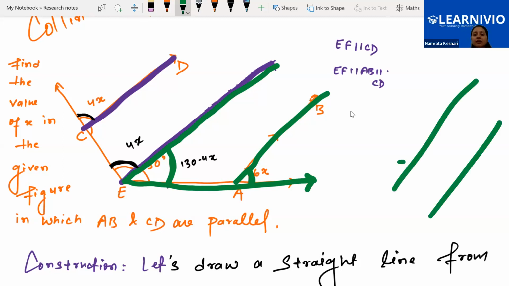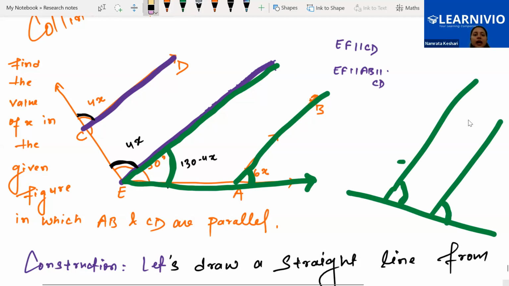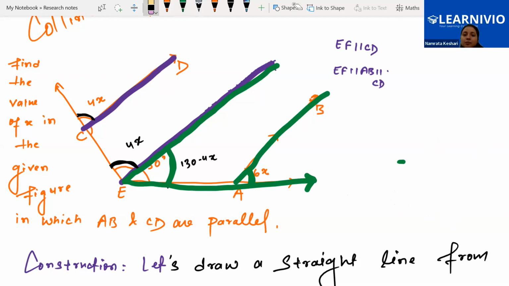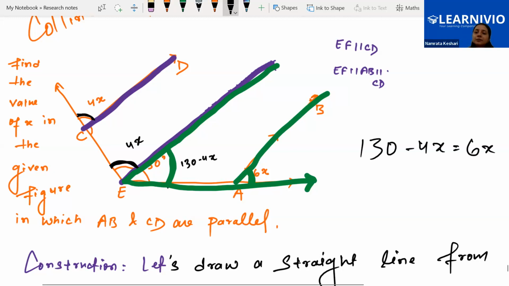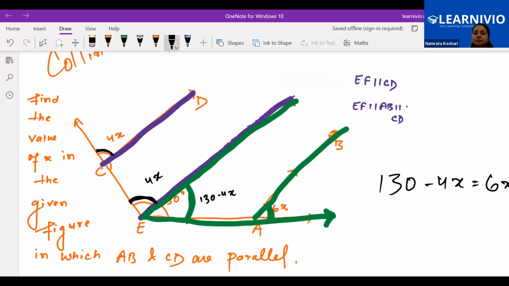There are two parallel lines. This one is the transversal on the downward side. On the downward side, at the same place, both the angles are there. Yes, a pair of corresponding angles. And now we can do the comparison that 130 minus 4x will be equal to 6x. Do it. 130 minus 4x will be equal to 6x. Is it possible to find the value of x? Yes, ma'am. What did you get? 13 degrees.